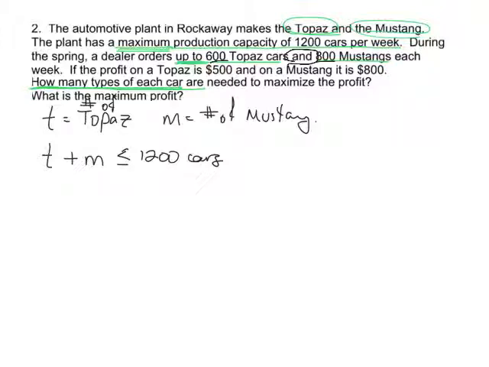So let's go back and try again. How about if we don't read this word and we go with our instincts and we say that the number of Topaz is up to 600, so T is less than or equal to 600, and Mustangs are less than or equal to 800. So we now have our constraints. They've got the variables, and now let's see what the graph looks like.